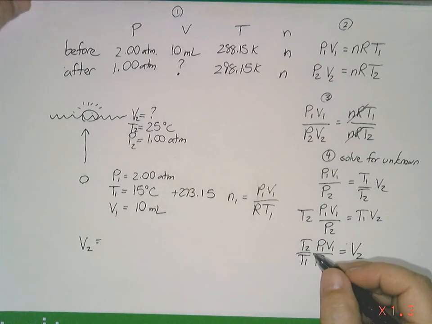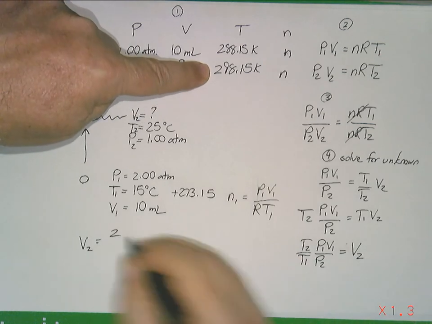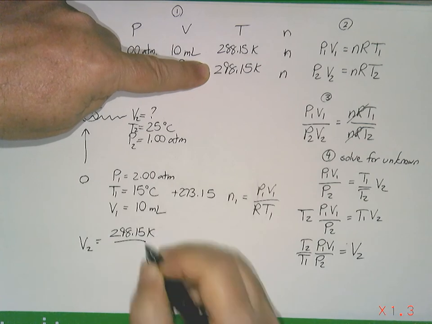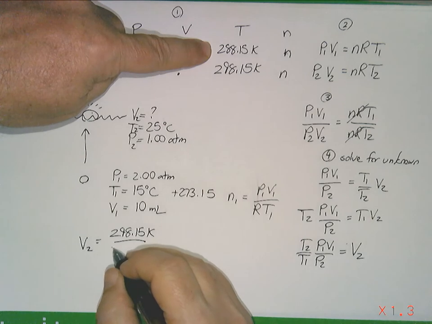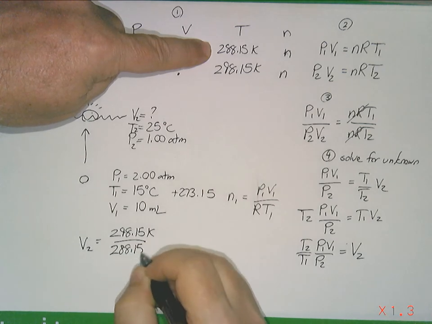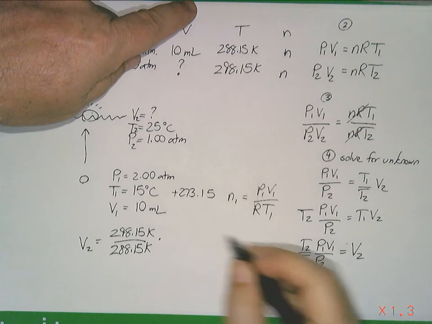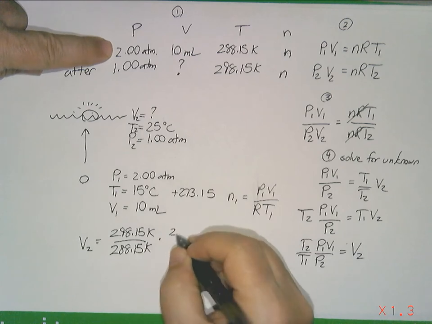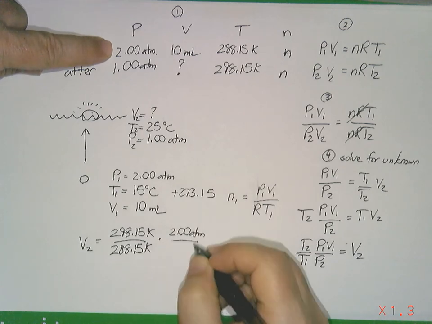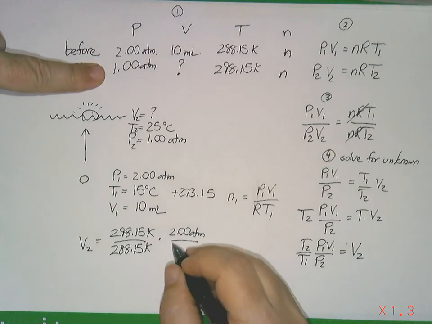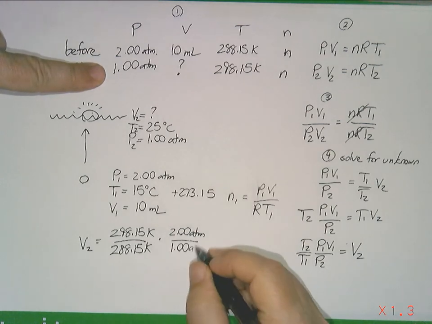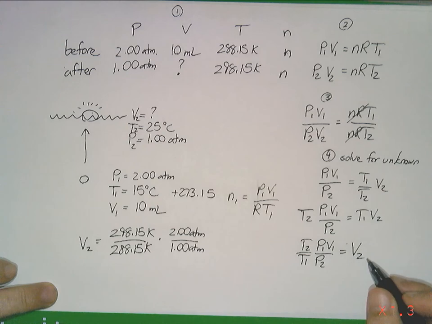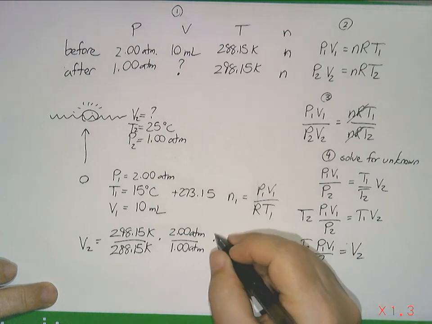V2 is going to be, let's see, T2, 298.15 over T1, and now I've got times P1 over P2. Let's see, P1 is 2 and P2, the after, is this. Okay, and what else have I got? V1, 10 milliliters.